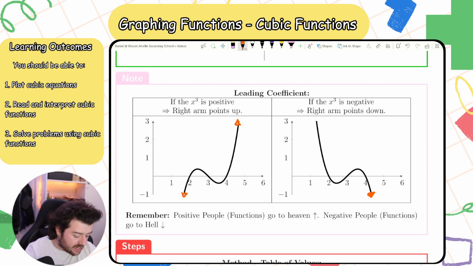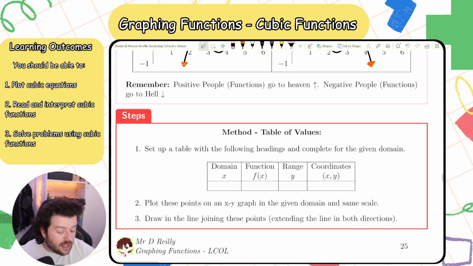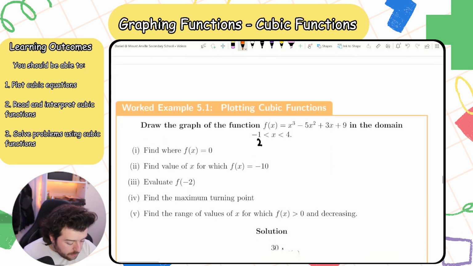Just remember that. So, how do we plot a cubic function? The exact same way we've been doing it, right? The table of values method. So you set up your 4 columns: your domain, so your inputs, your function, so your workings, you sub your input in, you have your output, and then you have the corresponding coordinate, right? You plot them points on a coordinate diagram, same scale, join the points together, and you have plotted a cubic equation.